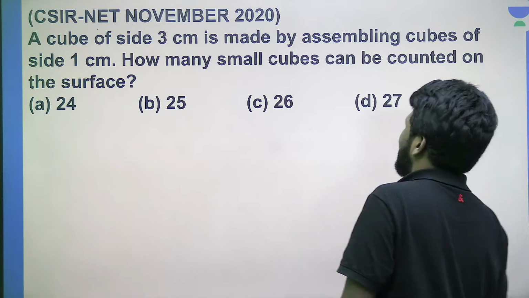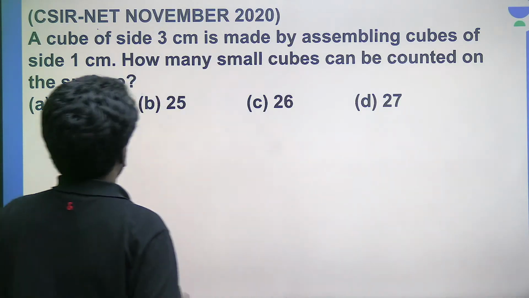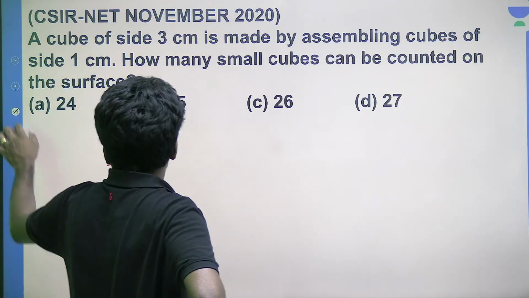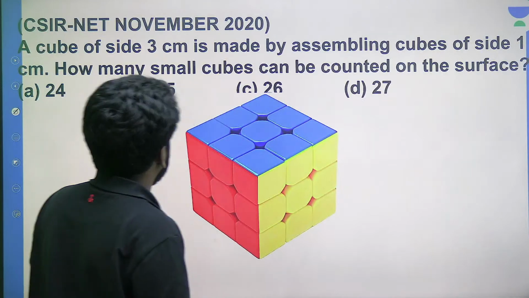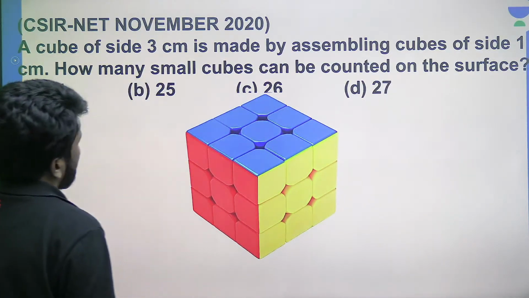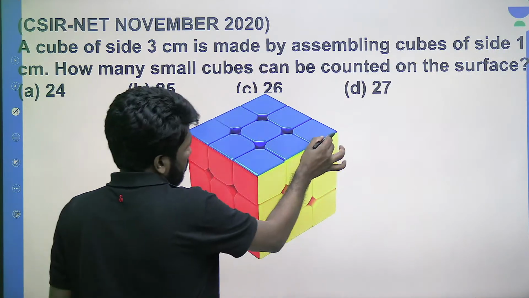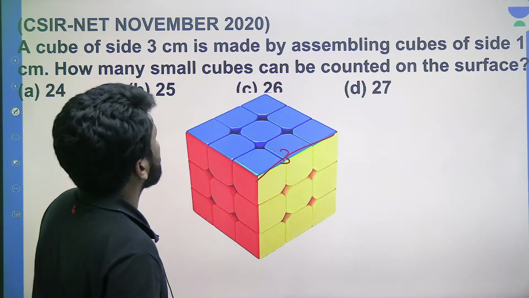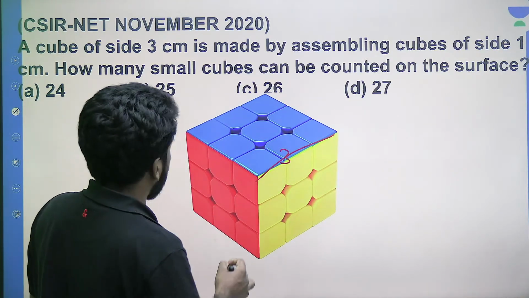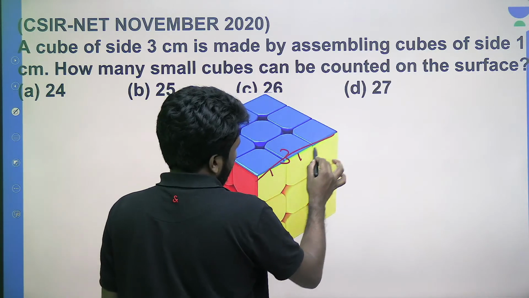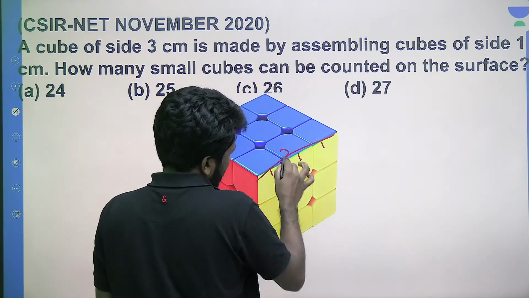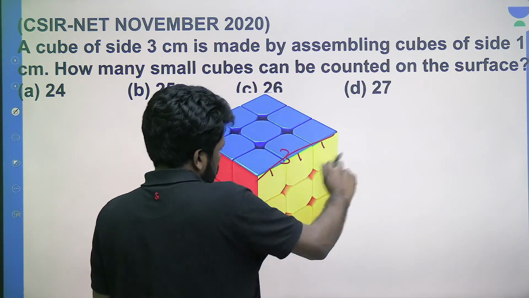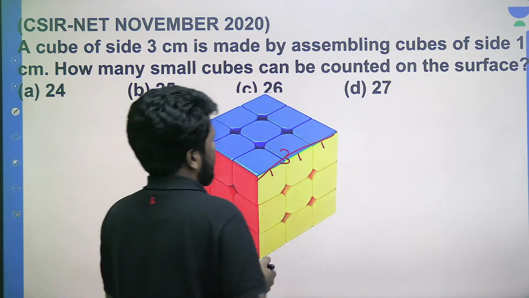A cube of side 3 centimeter is made by assembling cubes of side 1 centimeter. How many small cubes can be counted on the surface? So look at this. A cube of side 3 centimeter. If you think about the Rubik's Cube, this is 3 and all sides are 3. Is made by assembling small cubes of side 1 centimeter. Yeah, the Rubik's Cube example perfectly fits in. Na? ऐसा 3 3 equally divided, 3 vertically like this, horizontally like this, and through the other axis also, third axis also.